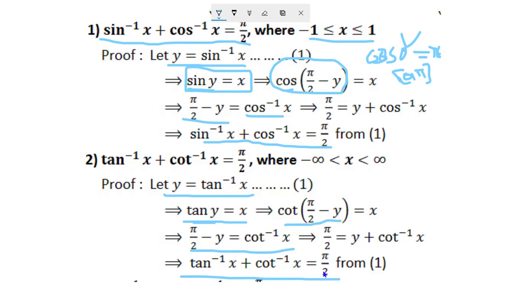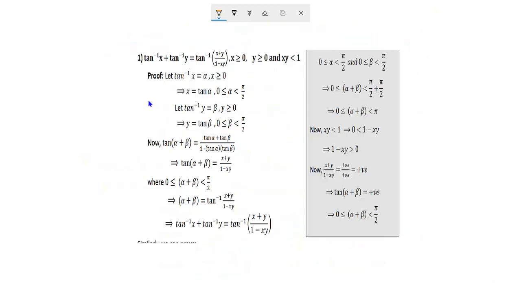And generally this type of question will be asked in the exam. There is one more result, sec inverse x plus cosec inverse x equal to pi by 2, and this concept we will apply in some simple questions, and also a question will be there to derive this result. Prove that tan inverse x plus cot inverse x equal to pi by 2. Proof is very simple.